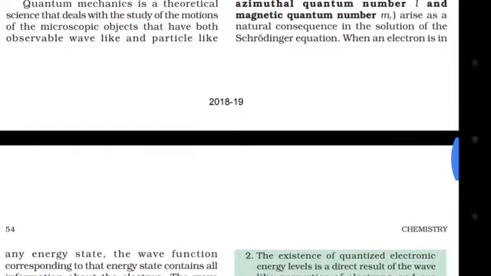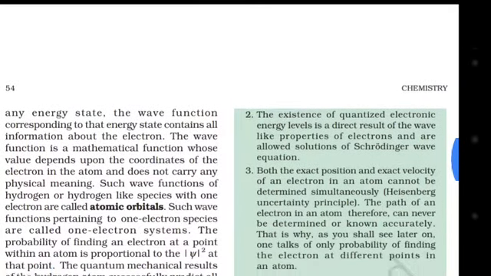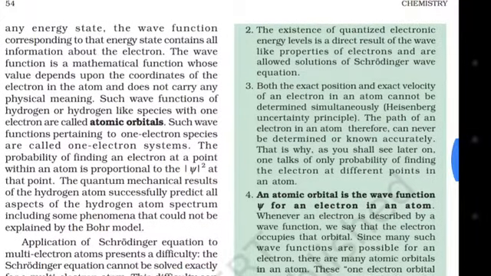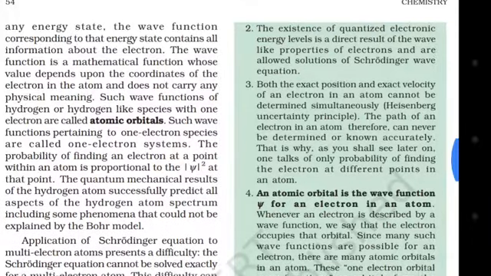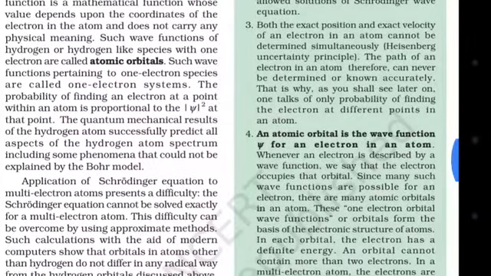in the solution of the Schrodinger equation. When an electron is in any energy state, the wave function corresponding to that energy state contains all information about the electron. This wave function is a mathematical function whose value depends upon the coordinates of the electron in the atom and does not carry any physical meaning. Such wave functions of the hydrogen and hydrogen species with one electron are called atomic orbitals. Such wave functions pertaining to one electron species are called one electron systems.